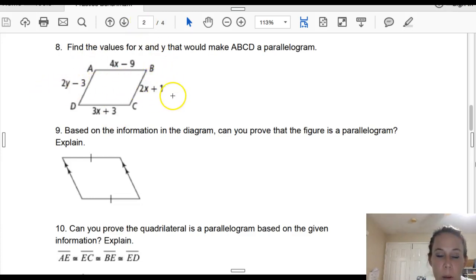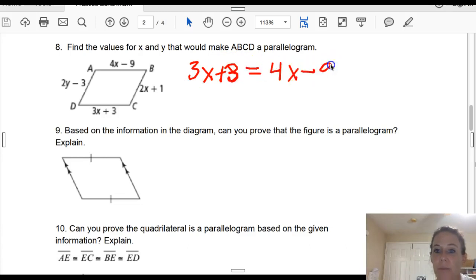Now, looking at what I want to set up first, this has a y in it and this has an x in it. So if I set these equal to each other, I'm not going to be able to solve for anything because I don't have the same variable. These both have x's in them, so I'm going to set those equal to each other. 3x plus 3 equals 4x minus 9.